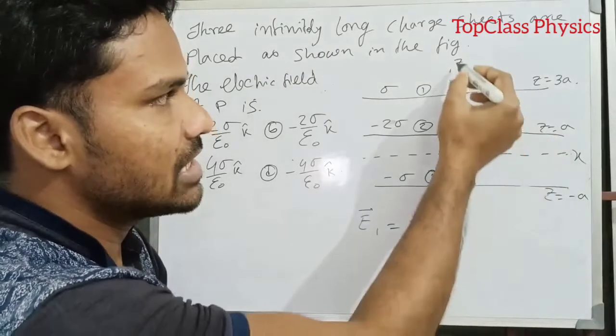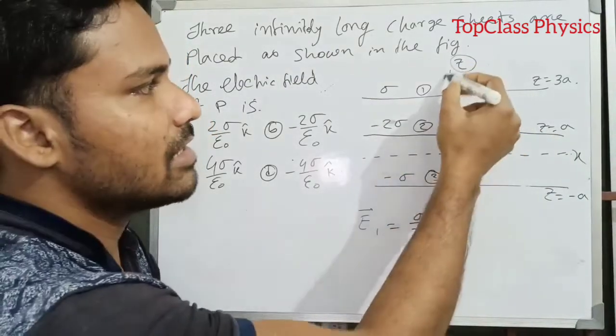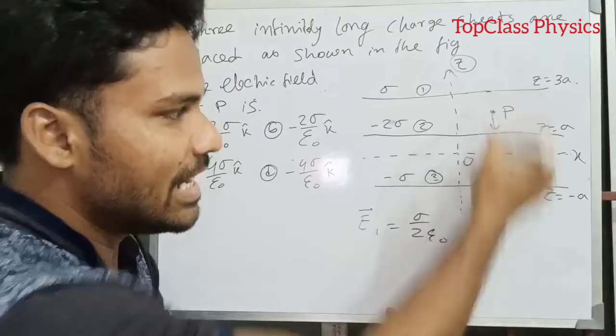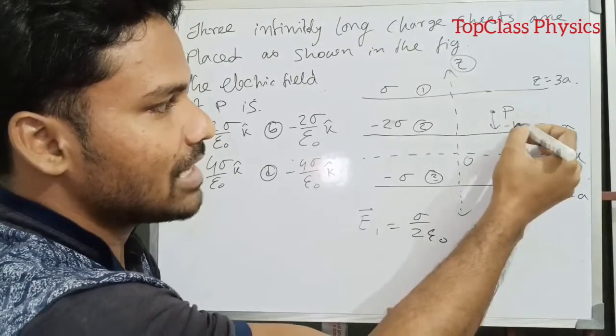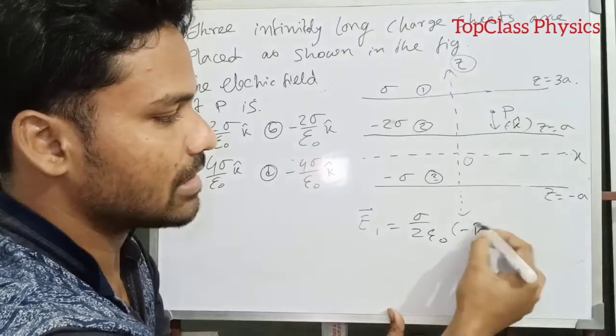So this direction you can say is the z direction, positive z direction. So this is the negative z direction, that is minus k cap, right? So this is minus k cap.